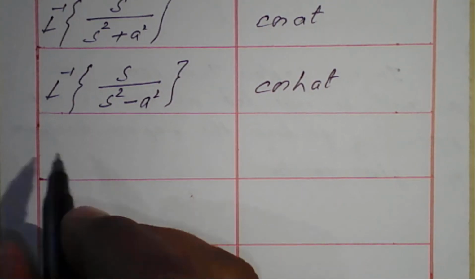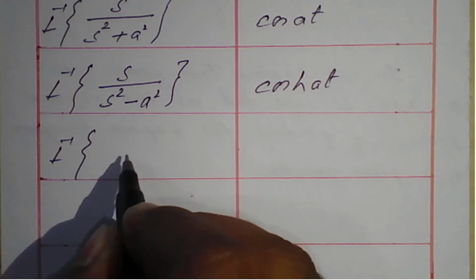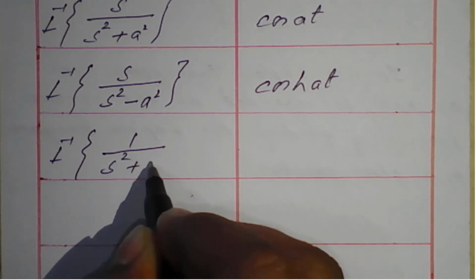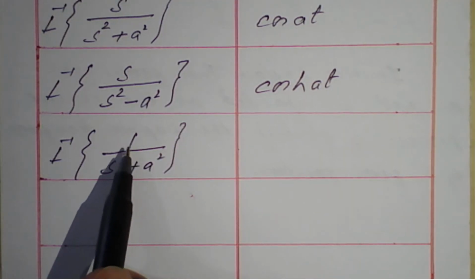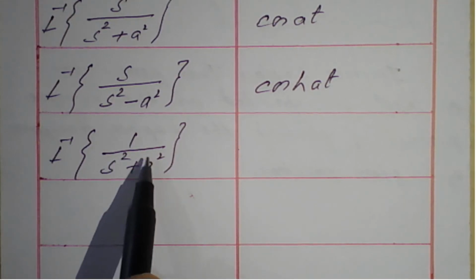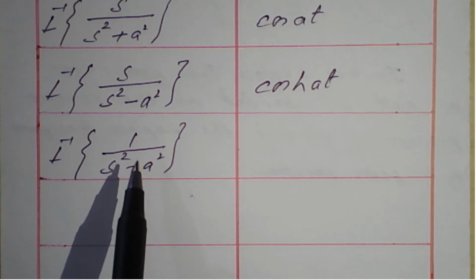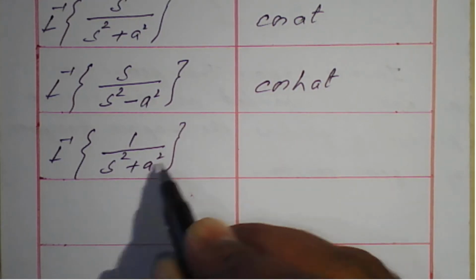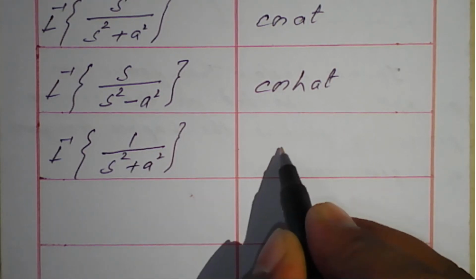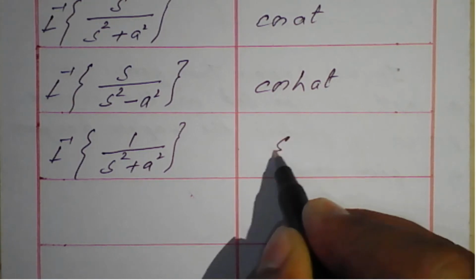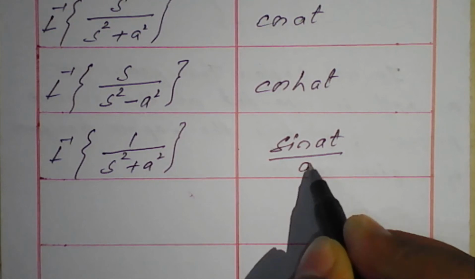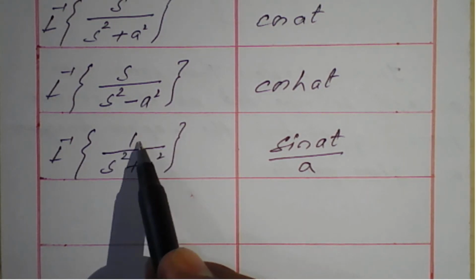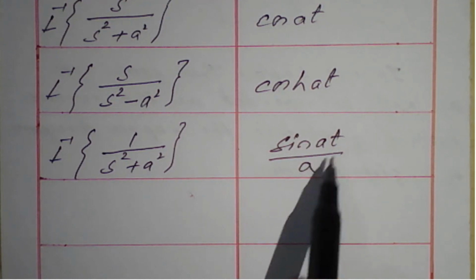Next, Laplace inverse of 1 upon S square plus A square. So if I take A instead of 1, it is nothing but the result of A upon S square plus A square, which is the Laplace of sine of AT. Here A is missing, so that A will multiply here. So the Laplace inverse of 1 upon S square plus A square is sine of AT divided by A. This A came from here: A divided by S square plus A square, this A I have multiplied here. So it will become sine AT upon A.